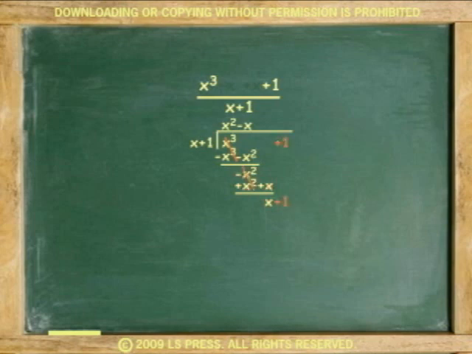Now bring down the positive 1. Divide x by x and the result 1 is placed above in the quotient. Multiply 1 by x plus 1 and get x plus 1. Subtract. This is the end of the third cycle with no remainder.